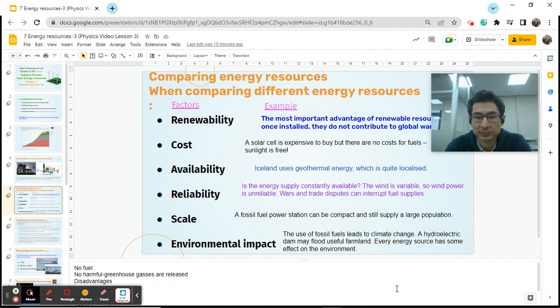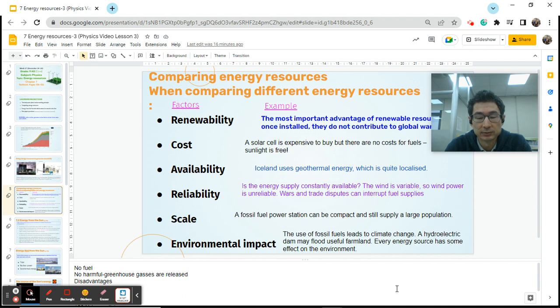Cost can be especially high. For example, initial cost can be high for renewables like solar panels, solar cells, as well as geothermal and hydroelectric. But the operational costs can be very low, because, for example, for solar cells, as I said, fuel is not required. Hydroelectric, fuel is not required.